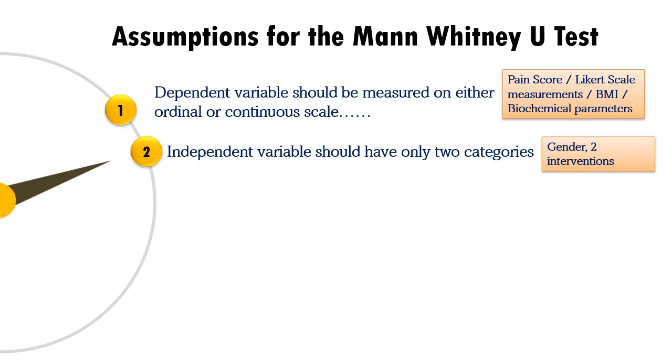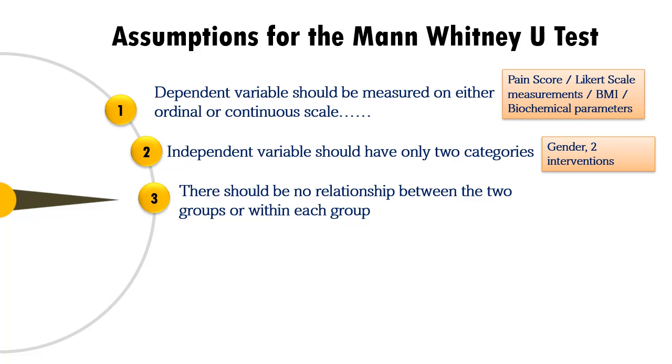So it could be gender, where the gender is divided into male and female, and it could be two interventions also. The third assumption is that there should not be any relationship between the two groups or within each group, which we call independence of observation. Like the cases should not be twins or paired data, or there should not be a husband in one group and wife in the other group, because that will violate the principle of independence of observation.